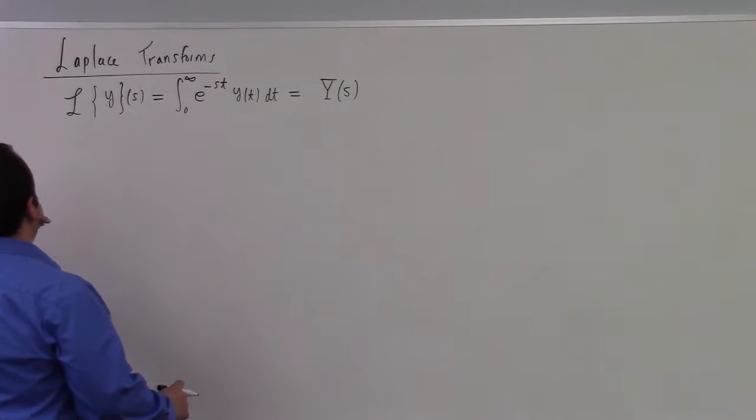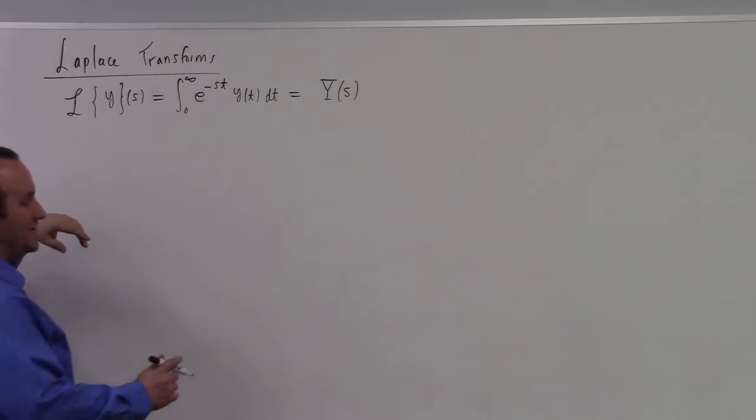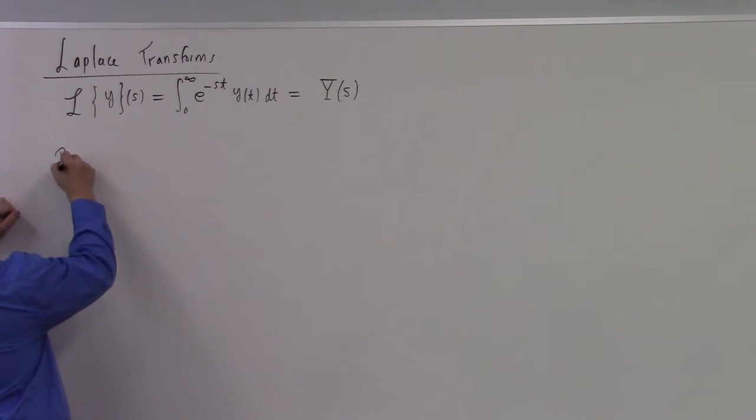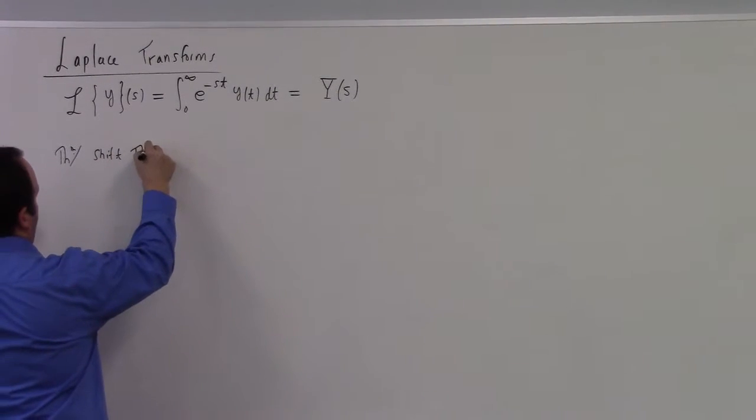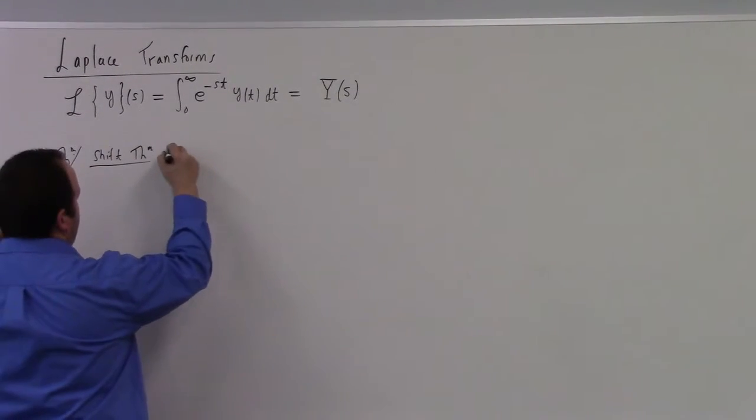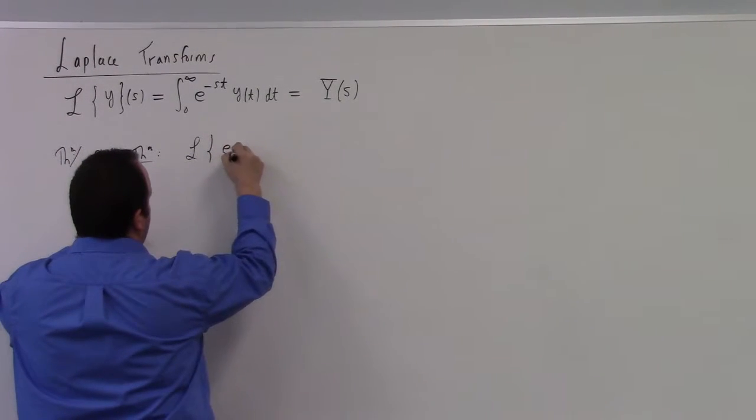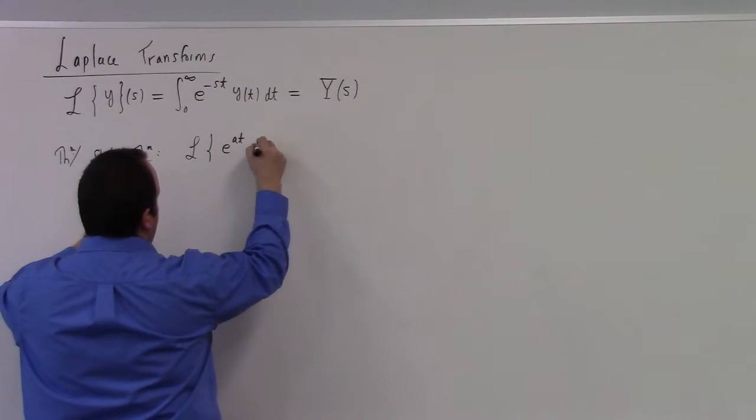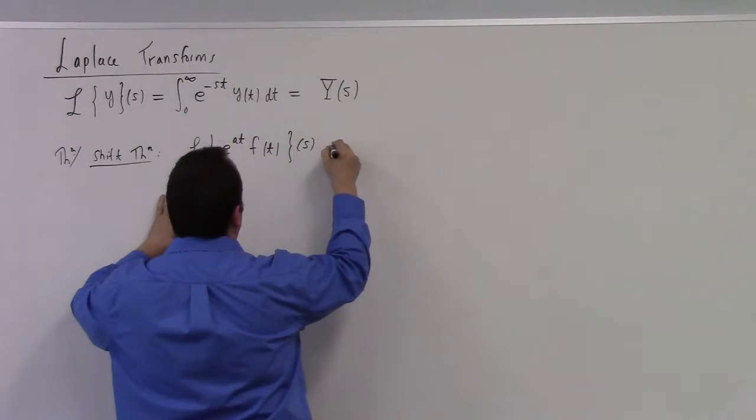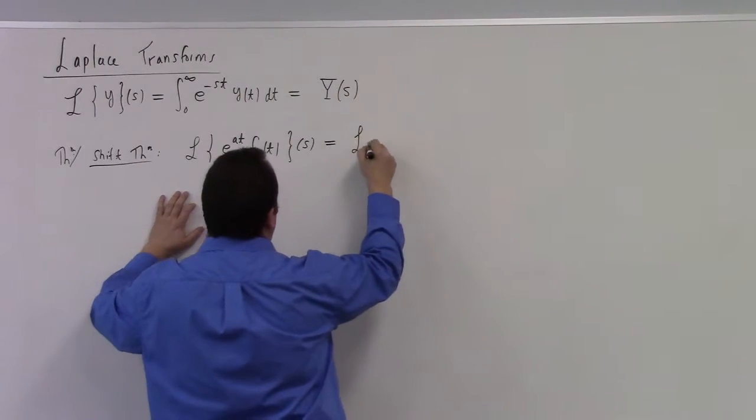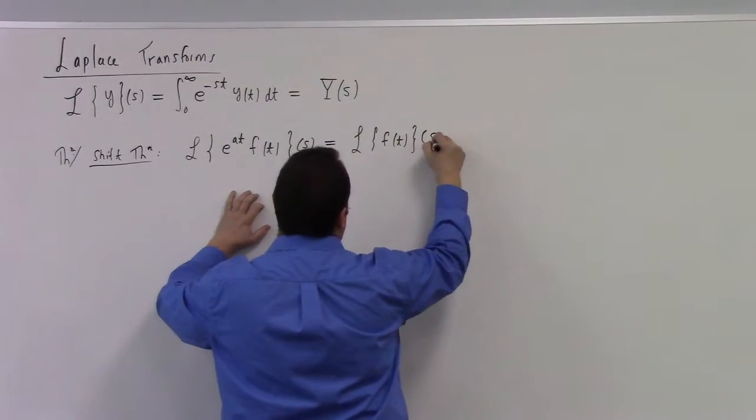The proofs I do in here are a little bit sloppy, and I hope you can forgive me for that, but it's for a good cause. So here's a theorem. This is called the shift theorem. It says that the Laplace transform of e to the at times f of t, evaluated at s, is equal to the Laplace transform of f of t at s minus a.